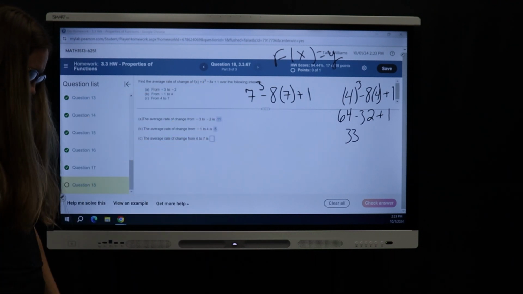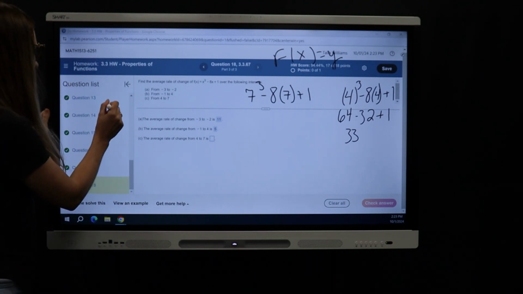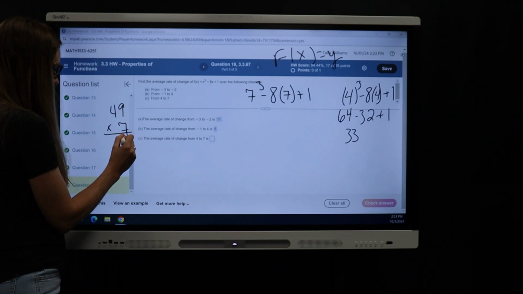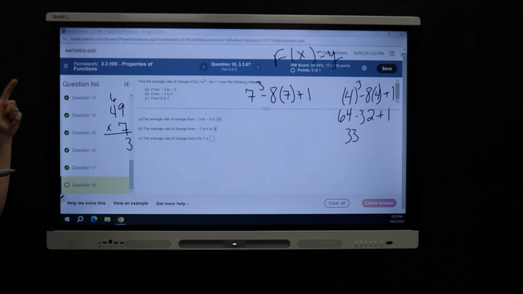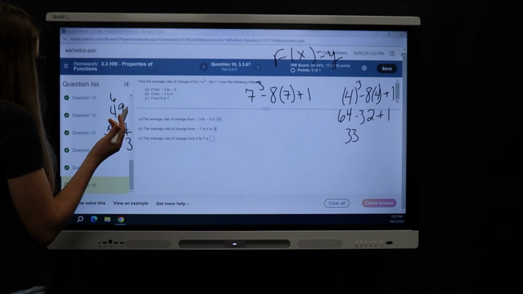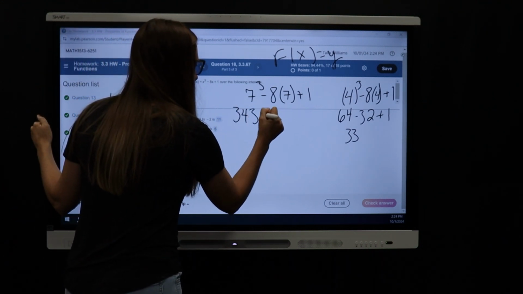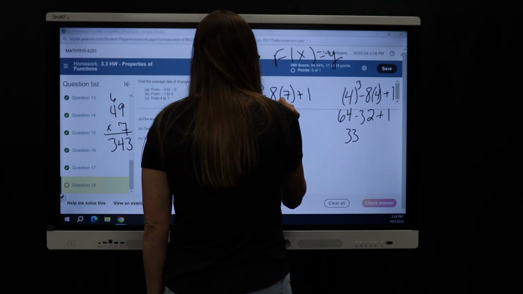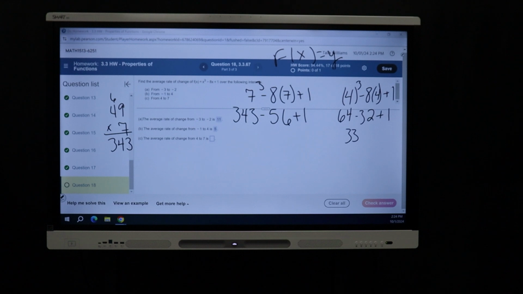49 times 7. I'm pretty sure it's 343, but I don't remember. Because 7 times 9 is 63. 7 times 4 is 28, 29, 30, 31, 32, 33, 34. Yeah. Just didn't want to miss it. 343. 8 times 7 is 56. Plus 1. 343 subtract 55.